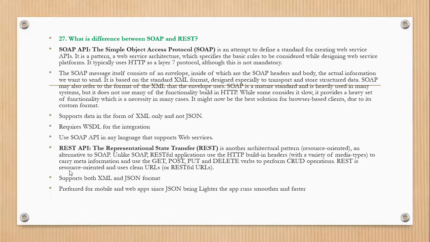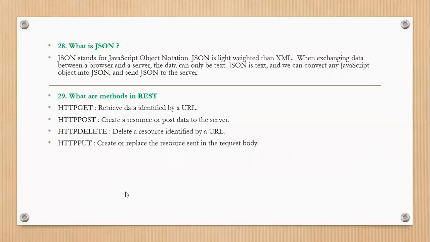REST is resource oriented and uses clean URLs. RESTful URLs support both XML and JSON formats. It is preferred for mobile and web apps since JSON is lighter, so the app runs smoother and faster. Next question: what is JSON?